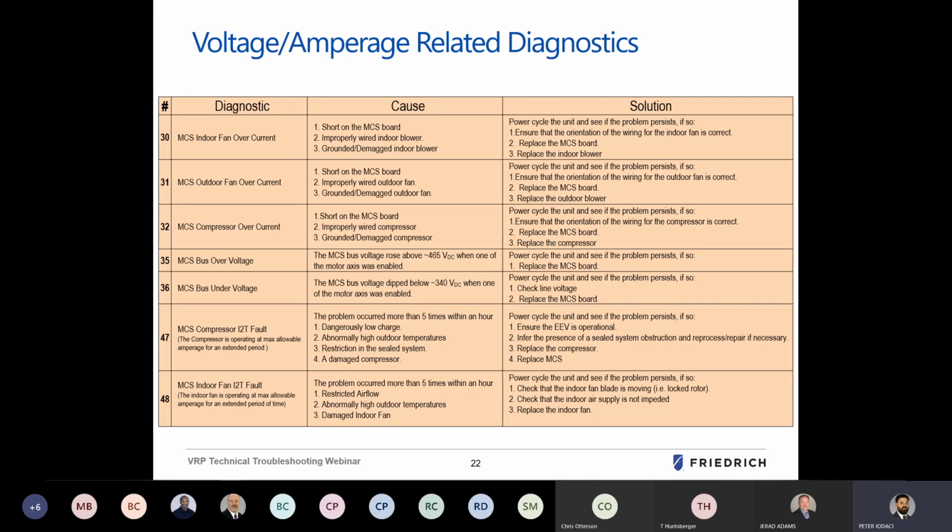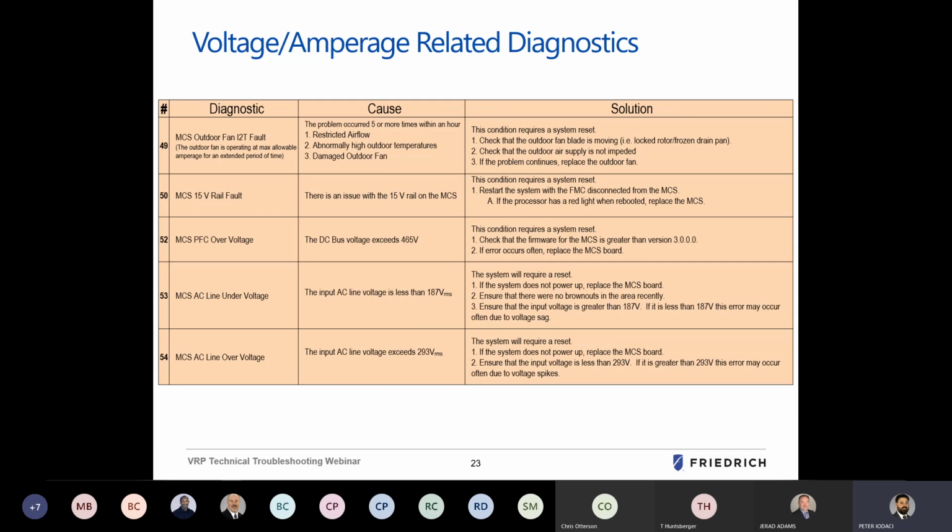When troubleshooting compressor or outdoor fan I squared T faults, it's the same thing that we talked about before: these components have been operating at their maximum capacity for a long time. So we want to figure out why those units have been operating on such high demand for so long.